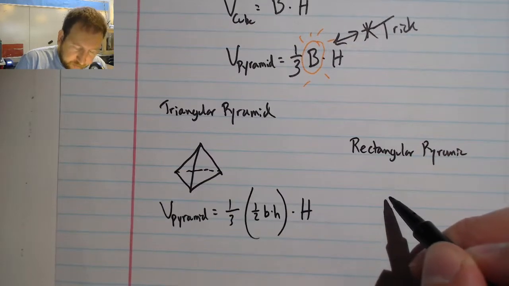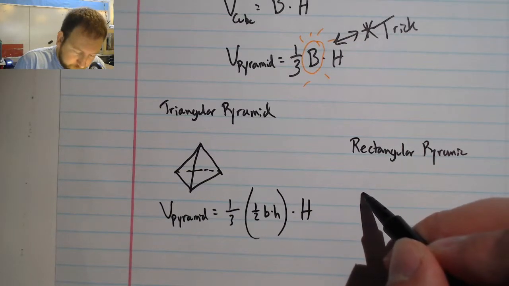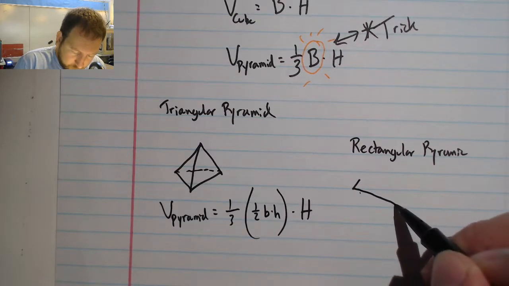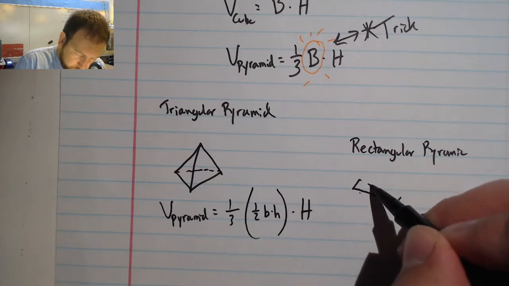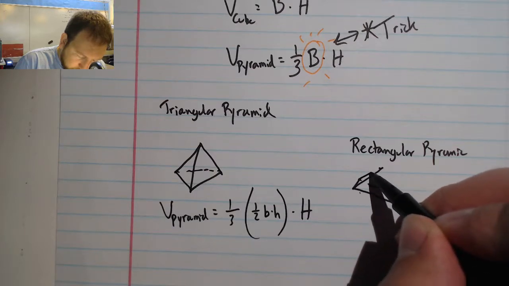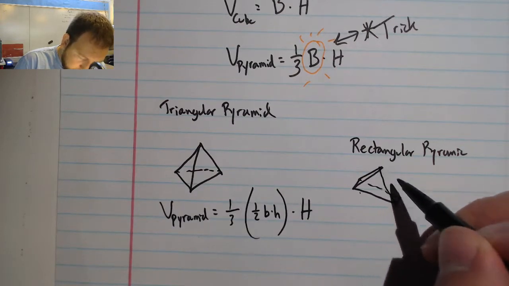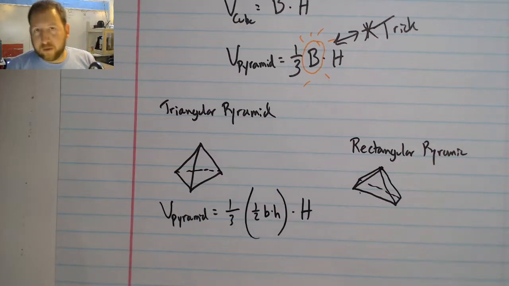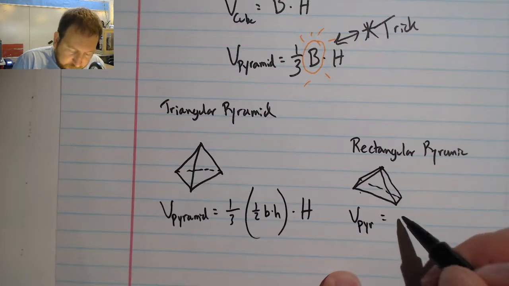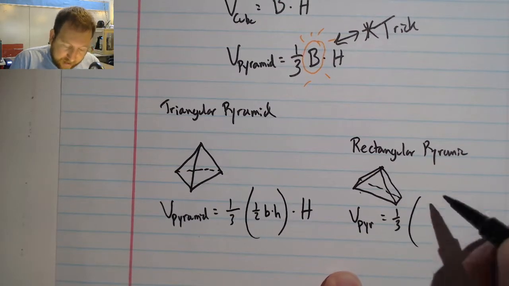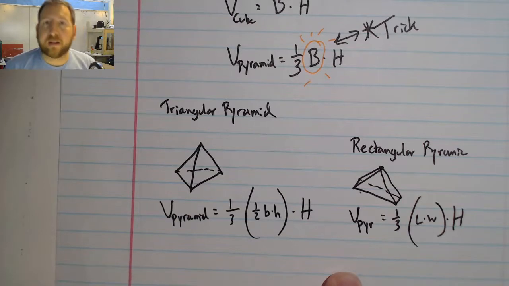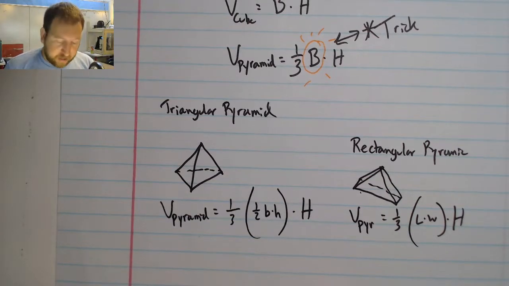which would look like this. Let's see if I can draw it. I think I'm a little off, but that's okay. Kind of. Well, that kind of works. But when I'm building my volume formula, it's going to be equal to 1/3 base, which in this case is length times width, times my big height. So we need to be able to adapt and change based on what we're doing.